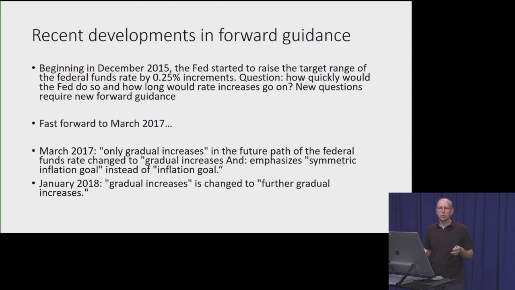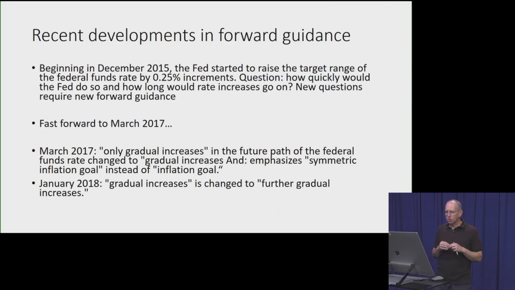So what we want to do here now is to talk about some of the most recent developments in forward guidance. And so again, starting in December 2015, the Fed raised its target range of the federal funds rate. Now, there was some uncertainty in terms of how quickly they were going to do this and how long this rate-raising pattern would go on. So if you've got new questions, new circumstances, you need new forward guidance.